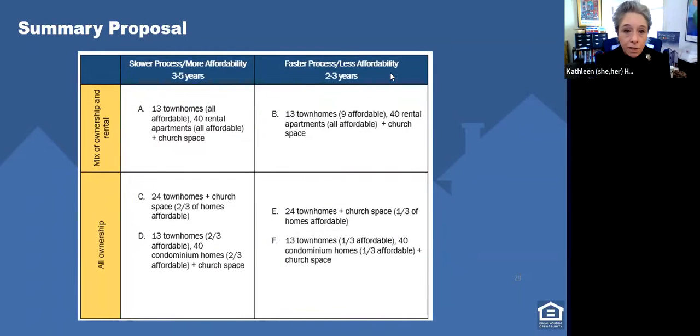The good news is that since we submitted this proposal, the state of Washington approved an historically high amount for affordable homeownership in the last legislative session. So there will be more money available at the state level, which is great news for a project like this. But that was not the case, and we didn't know that it would be the case when we submitted the original proposal.